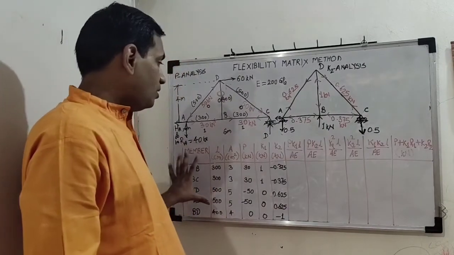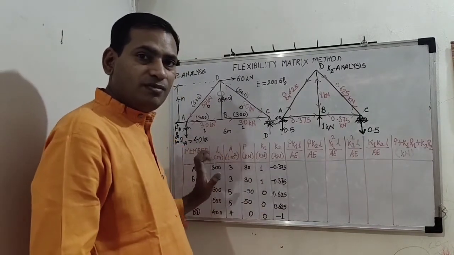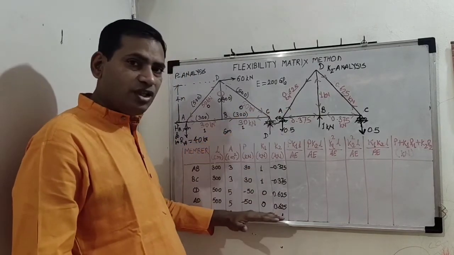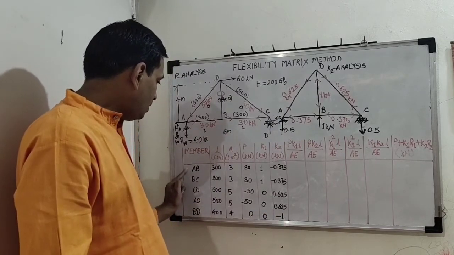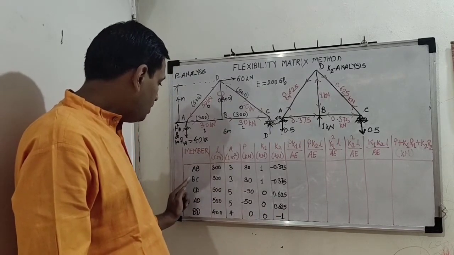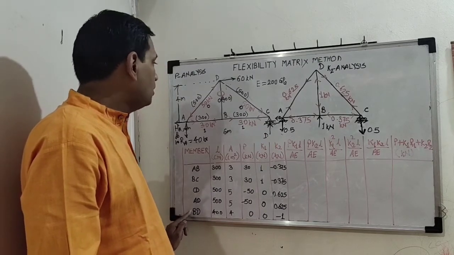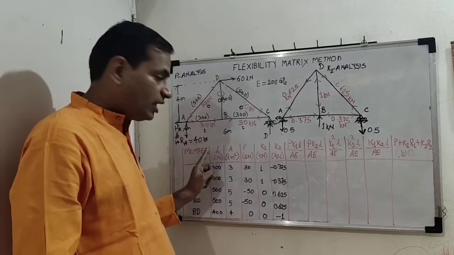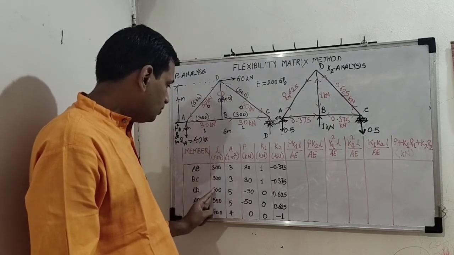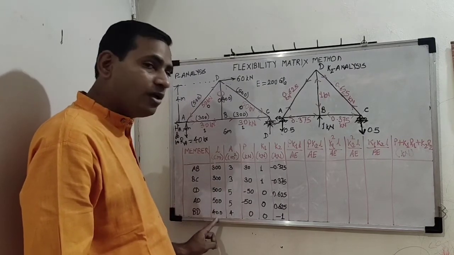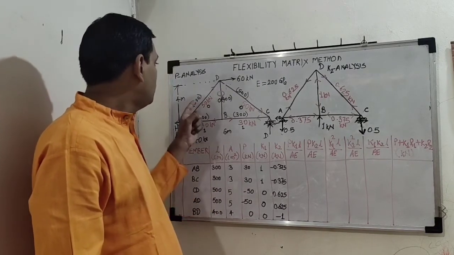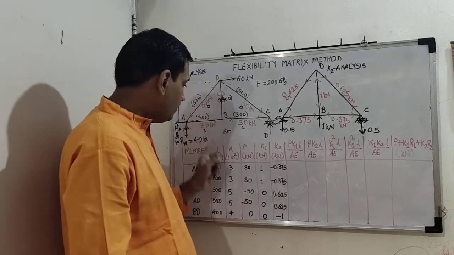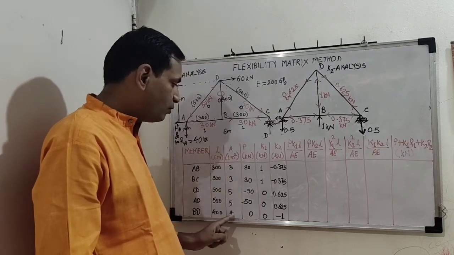As you can see, there is one big table with us. We have tabulated all our results in this table. First column is member. So members are 5: AB, BC, CD, AD and BD. Their corresponding lengths, I have converted them to centimeter: 300, 300, 500, 500, 400. Areas of each member are inside the bracket, in mm square. I have converted them to centimeter square: 3, 3, 5, 5, 4.